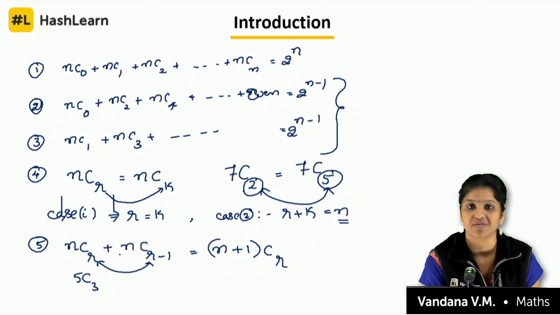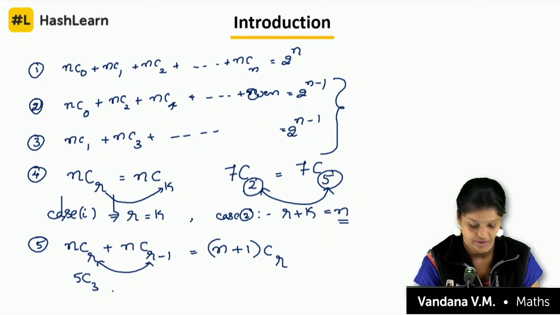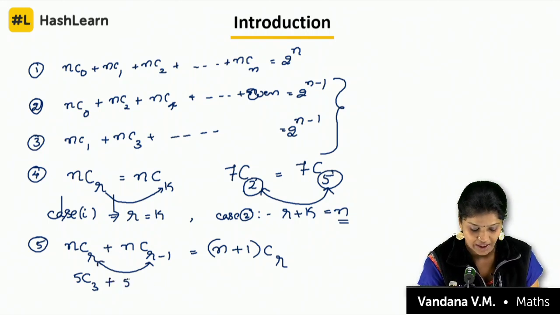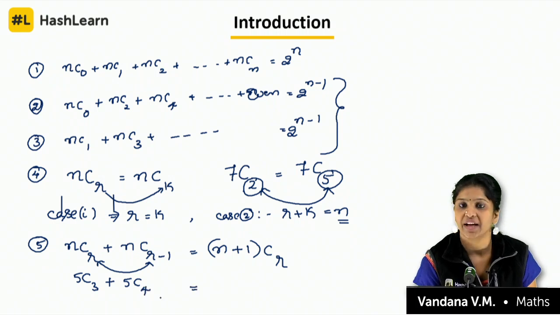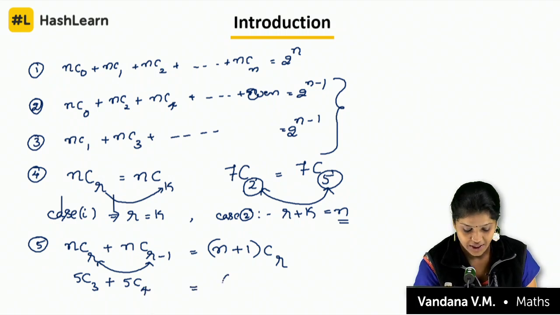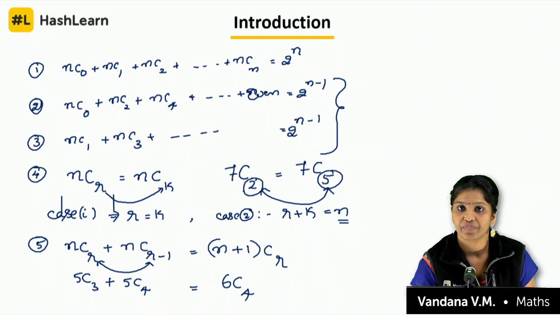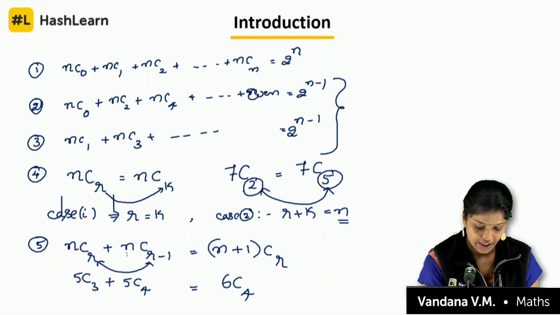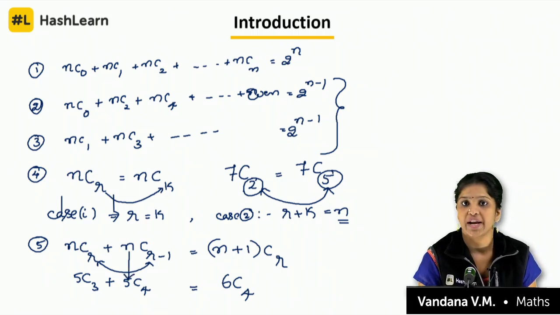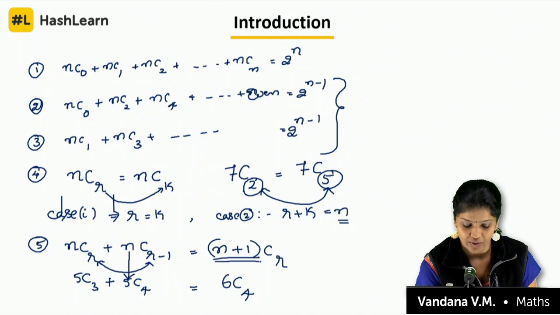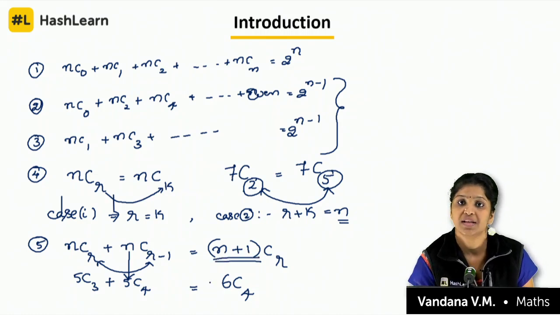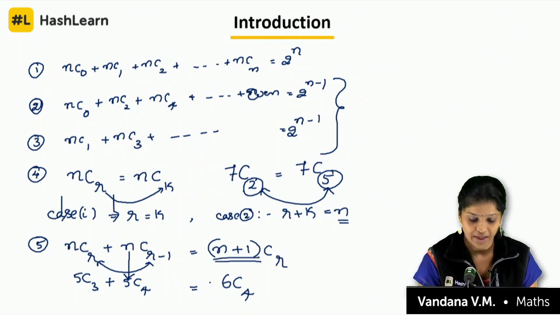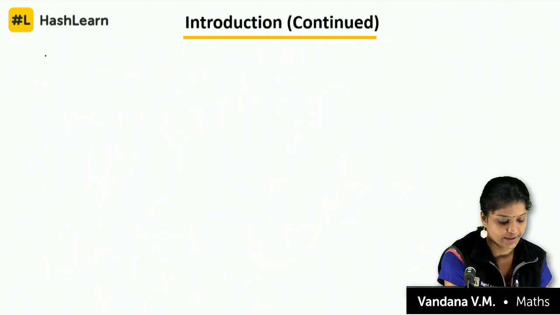R and R minus 1 is what? Consecutive terms. 5C3 plus 5C4, directly I can write it as 6C4. Why? Because here what is your N value? Your N value is 5. Here you will get 5 plus 1, that is 6C4. I am clear, right?